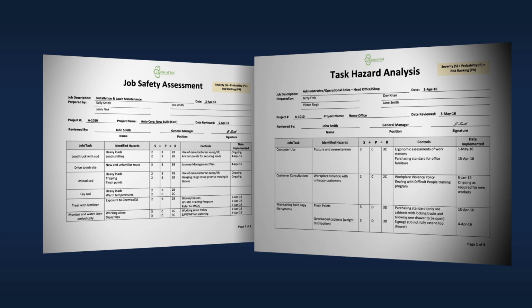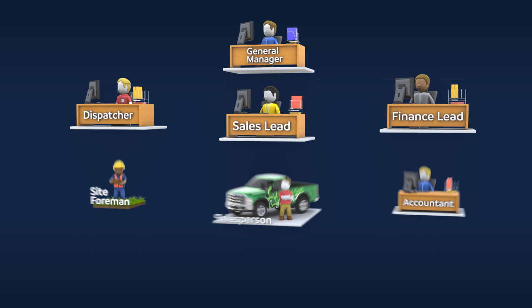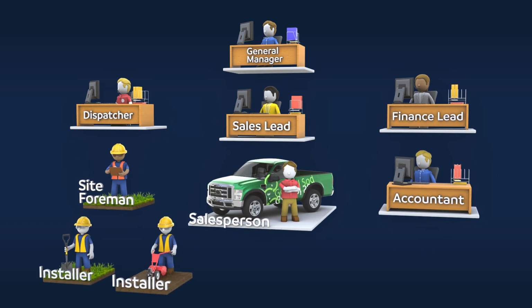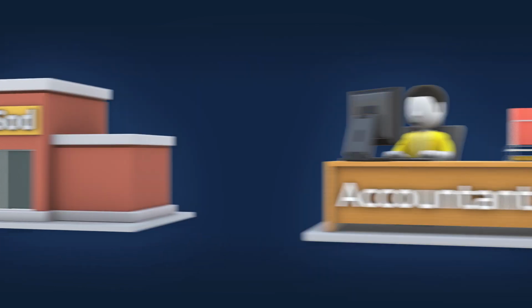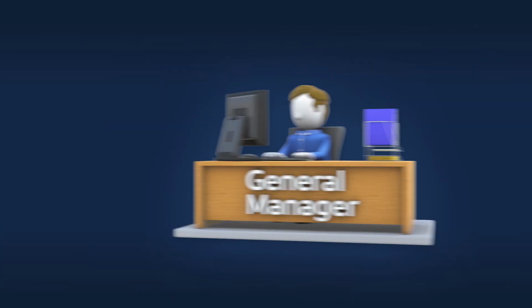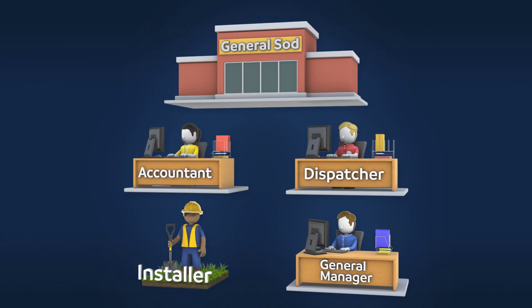A formal hazard assessment begins with an organizational chart that lists every position in the organization. Each position is analyzed to produce a list of tasks, and each task is evaluated for possible hazards. For example, an organization may have a variety of jobs or positions, including accountant, dispatcher, installer, manager, and so on.